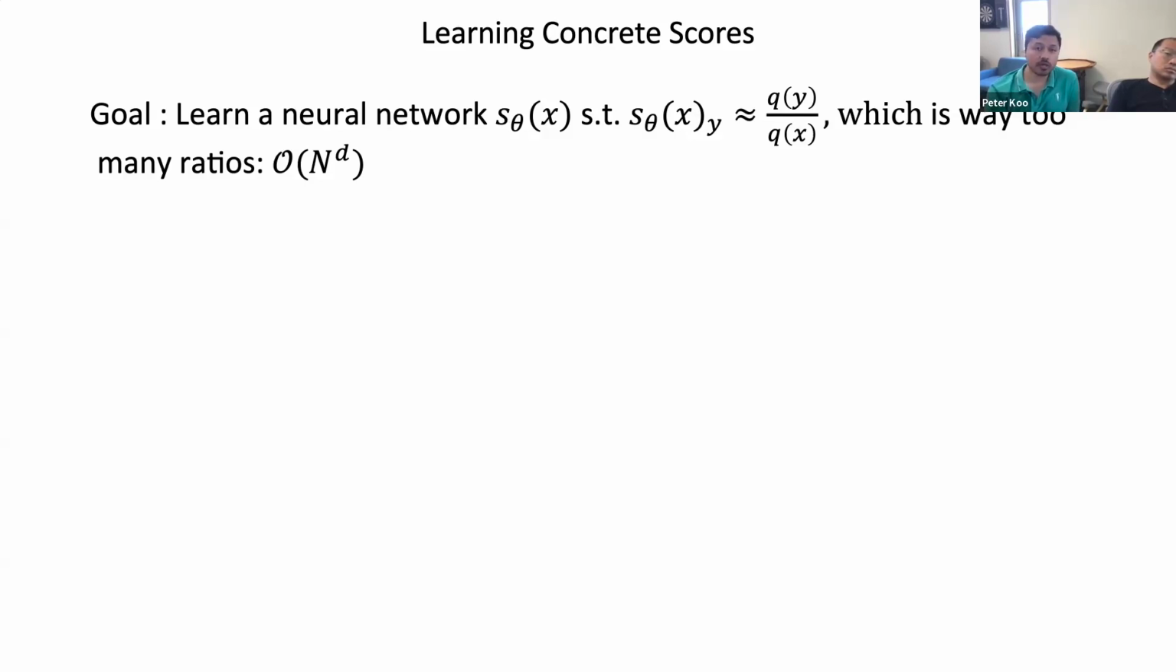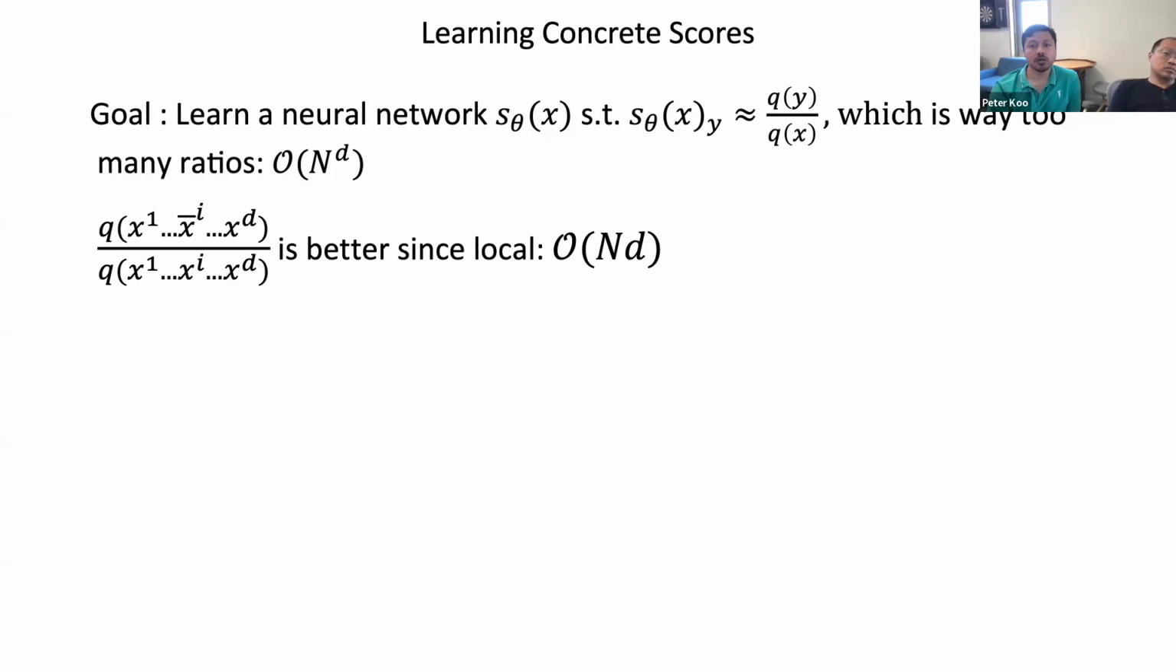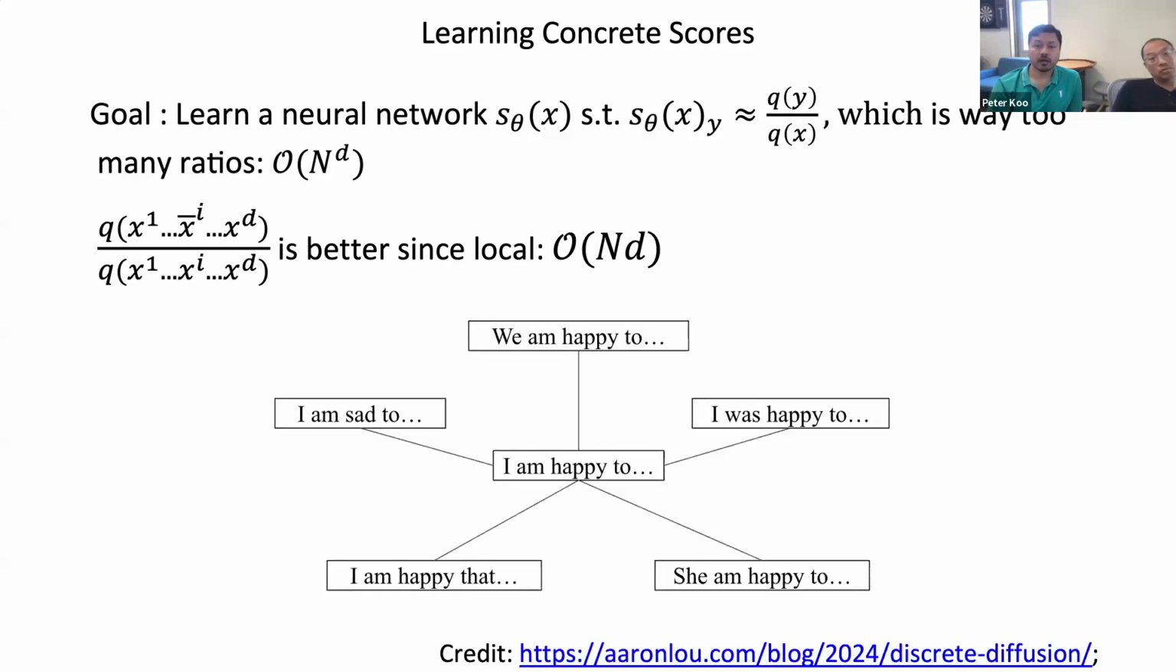Hence, we only model ratios based on whether y is close to x. We consider all sequences that differ from x at one position, that is one Hamming distance away, which reduces the complexity drastically. Here we show an example of possible neighbors for a given text.